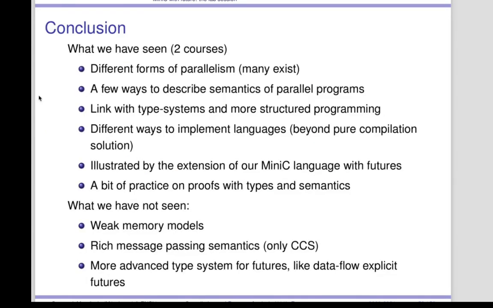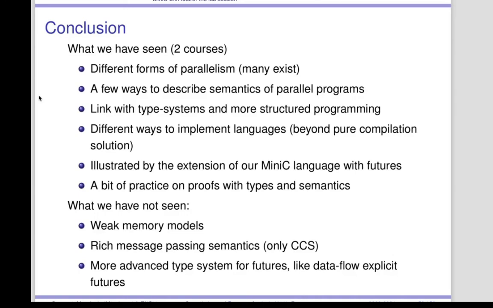So to conclude, what we've seen in these two courses are different things. We've seen different forms of parallelism, some relying more on sharing memory or more on communications. We focused quite a lot on semantics for those different parallel programming models. And we've seen the link between the type system and more structured programming. We've seen different ways to implement languages beyond pure compilation solutions, also source-to-source compilers, or even libraries that can be used inside existing languages.